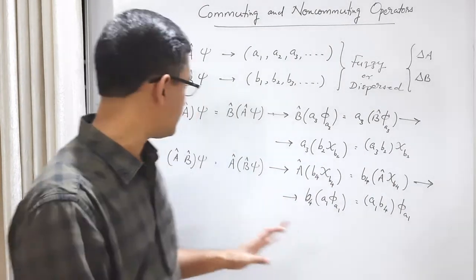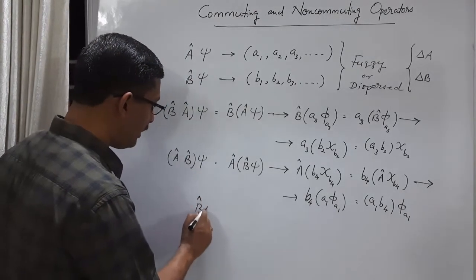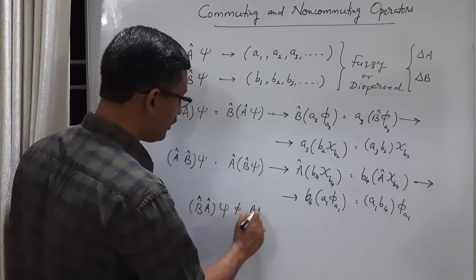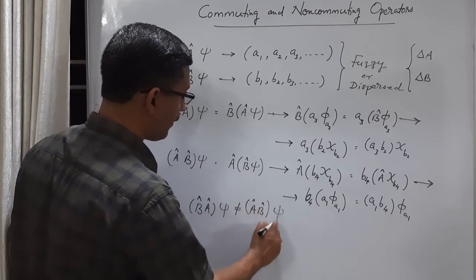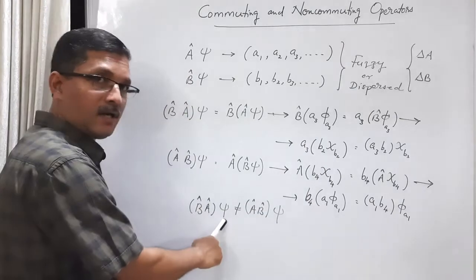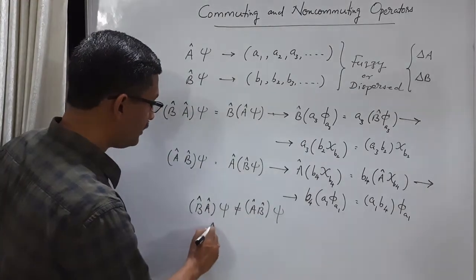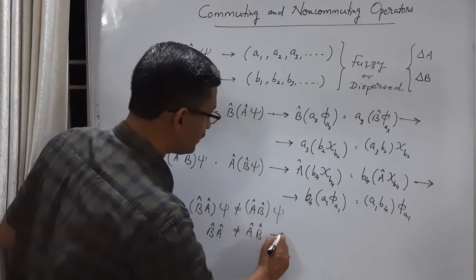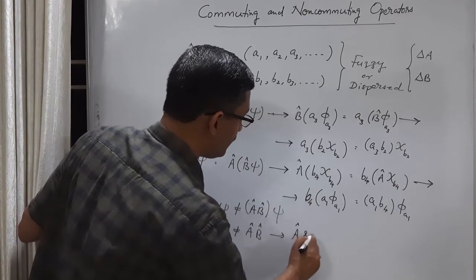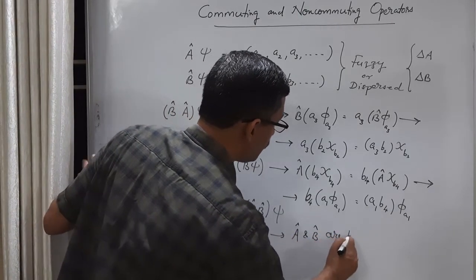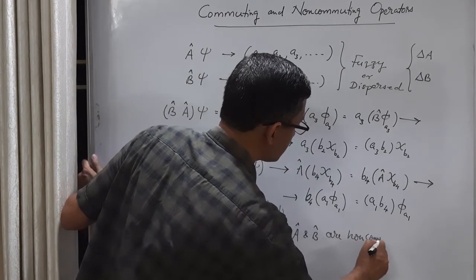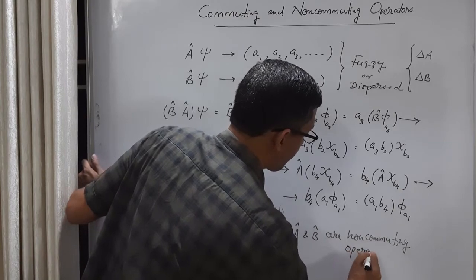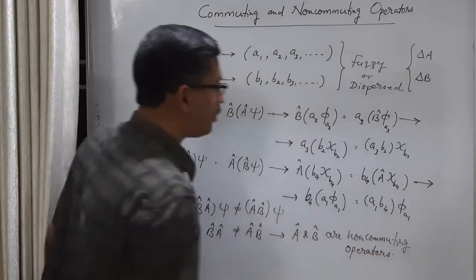That means the results are different. That means we can say that BA psi is not equal to AB psi. If they are not equal for any one eigenstate, we can surely say that BA is not equal to AB. In other words, A and B are non-commuting operators.